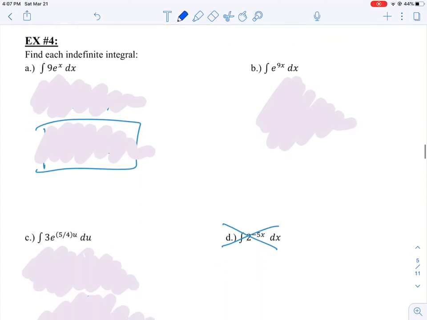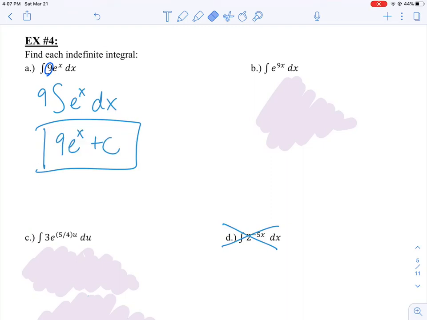Let's do example number 4. All right, find each indefinite integral. So looking at this, I noticed that there was a 9. You could leave the 9 in the front, ignore it for a second if you need to, and then just find the antiderivative of e to the x. So we know now that the antiderivative of e to the x is just e to the x plus c. So I have the 9 that was there to begin with, I have the antiderivative of e to the x, which is just e to the x, and then I have my constant of integration. Not too bad, right?